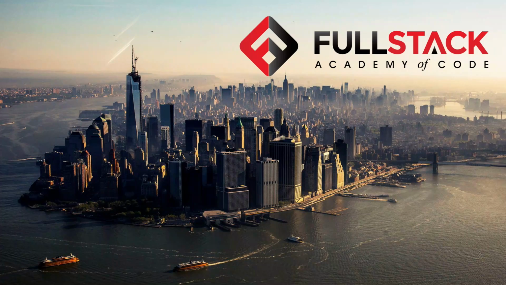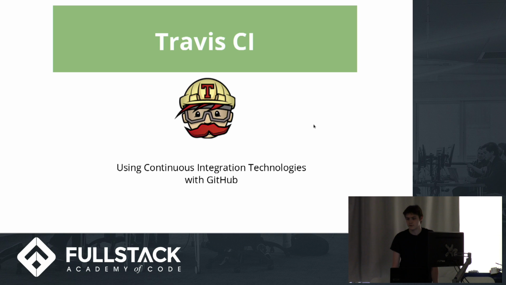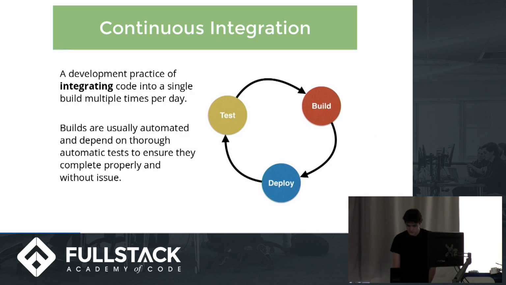Talking about using continuous integration technologies with GitHub, specifically Travis CI, and integrating that with a repository. All right, so what is continuous integration? It's a development philosophy that rather than merging your code together whenever you reach milestones, you should be continuously integrating features as you work on them.